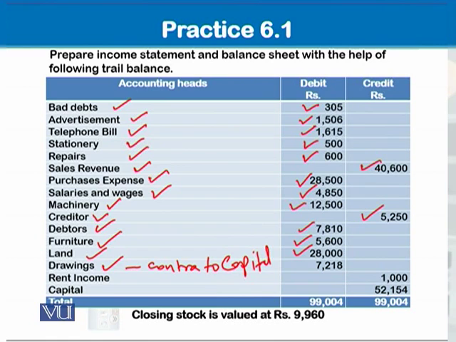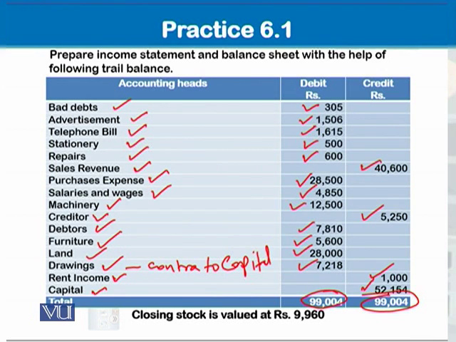Okay, being contra to capital, it will always appear in the debit side. And then rent income, with its name it is obvious that it is income. Being income, it's credit in nature, should appear in the credit side. And capital, the member of owner's equity, credit in nature and should always appear in the credit side. So this is the total of both sides, which is equal.